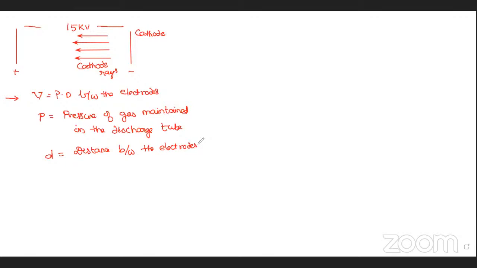Practically maintaining 30,000 volts is very hard. That's why they tried to decrease that potential difference, and they found some flexibility: the potential difference maintained can be decreased to find these cathode rays in the Crookes dark space between the two electrodes. So the potential difference depends upon pressure and distance.